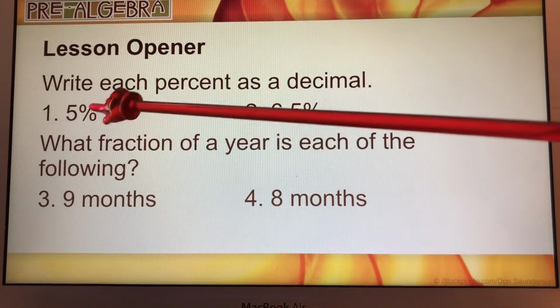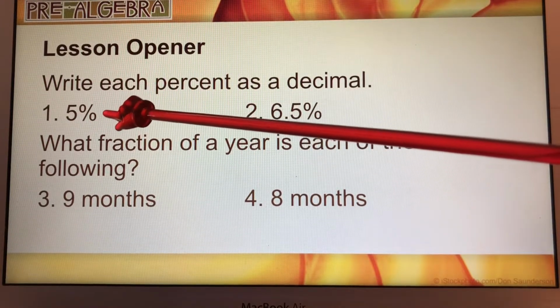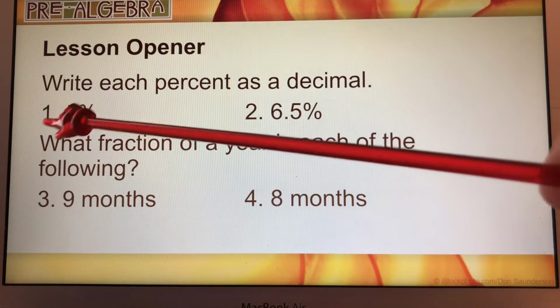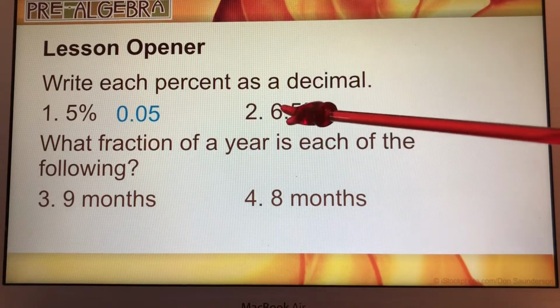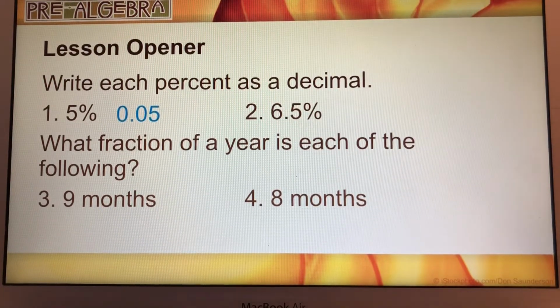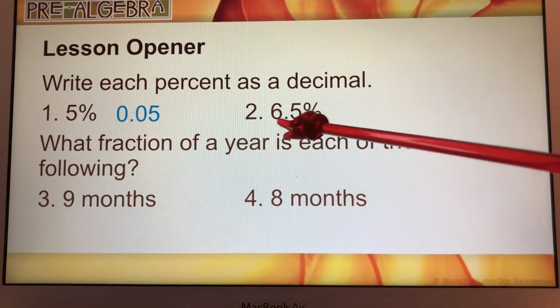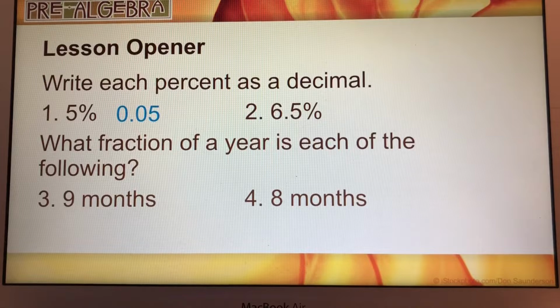5%, if we were to rewrite that into a decimal, remember we move our decimal over, and we would have 0.05. If we have 6.5% and we want to convert that into a decimal, we'd have to move that over 2 places, and you would have 0.065.